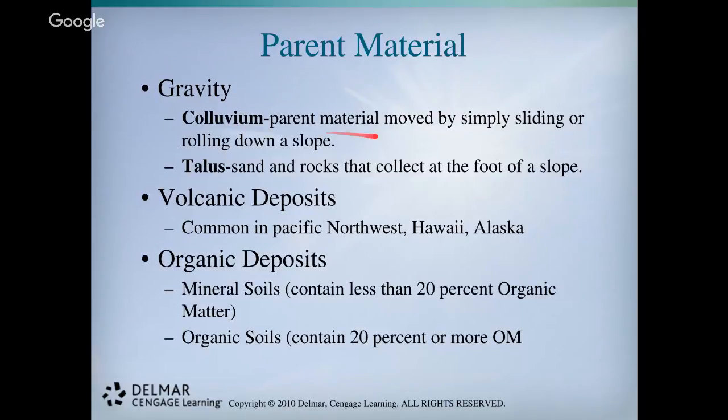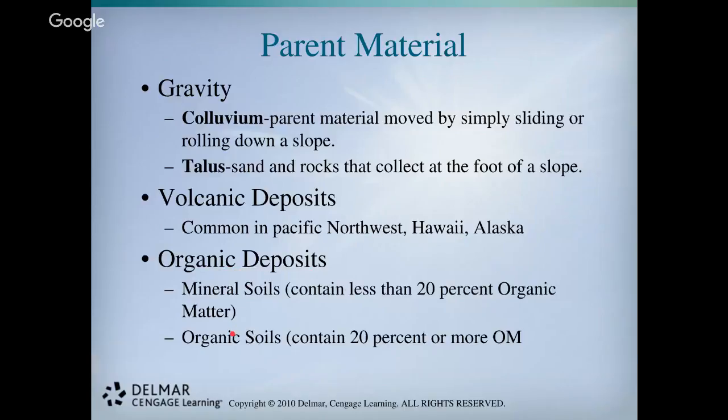This is just simply parent material or the deposit sliding down or rolling down a hill or slope. And talus is the sand and rocks that collect at the foot of a slope. Volcanic deposits, of course, we know volcanoes are very relevant in making new soils in parts of our earth. So that's another one. And then organic deposits.